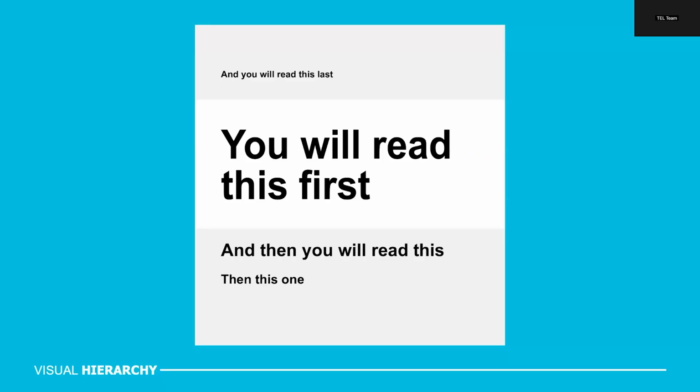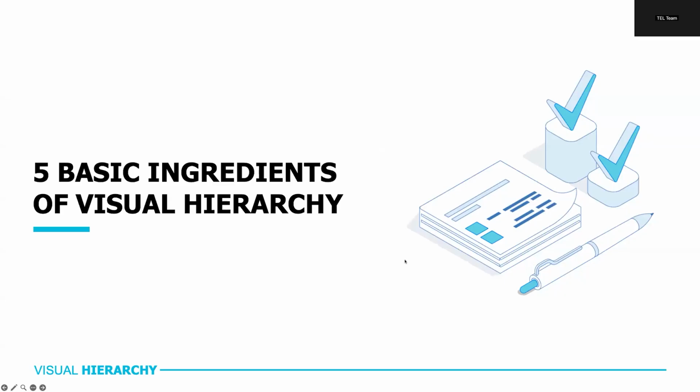So this is an example of visual hierarchy in action. You will read this last because it's the smallest bit at the top. And in the center, you can see the larger text, and you can see the hierarchy of the information down here. So in terms of visual hierarchy, there are five essential basic ingredients.